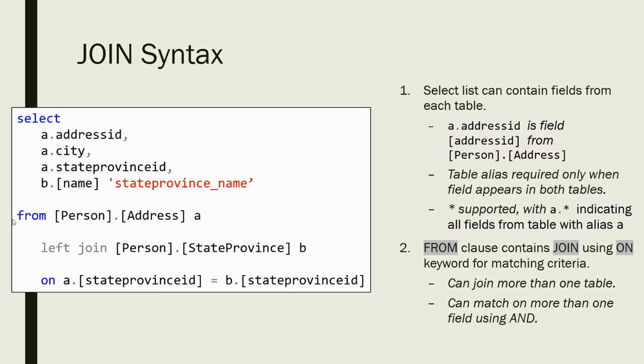We'll start first with the from clause. So this is where the join is explicitly requested. If we start with the from clause at the beginning, we're requesting the query be executed on the address table in the person schema.